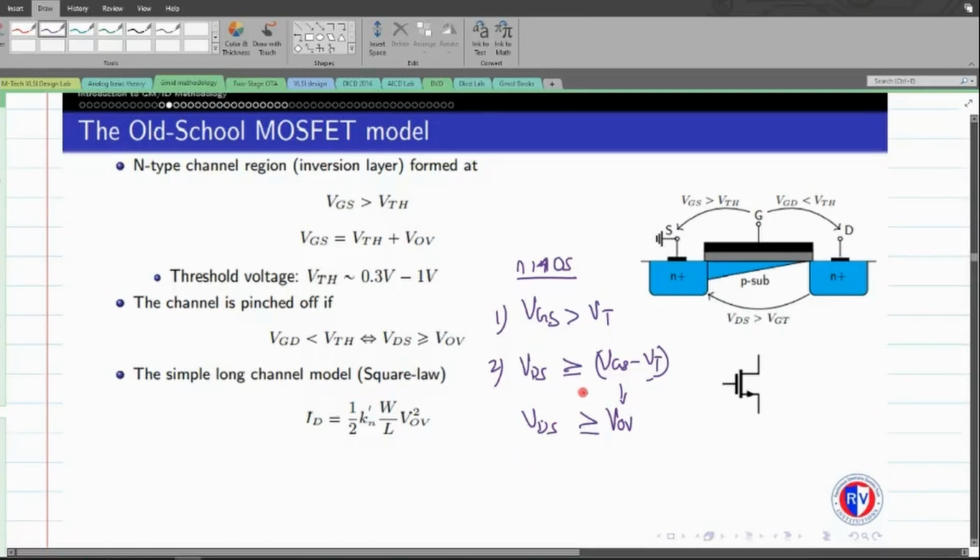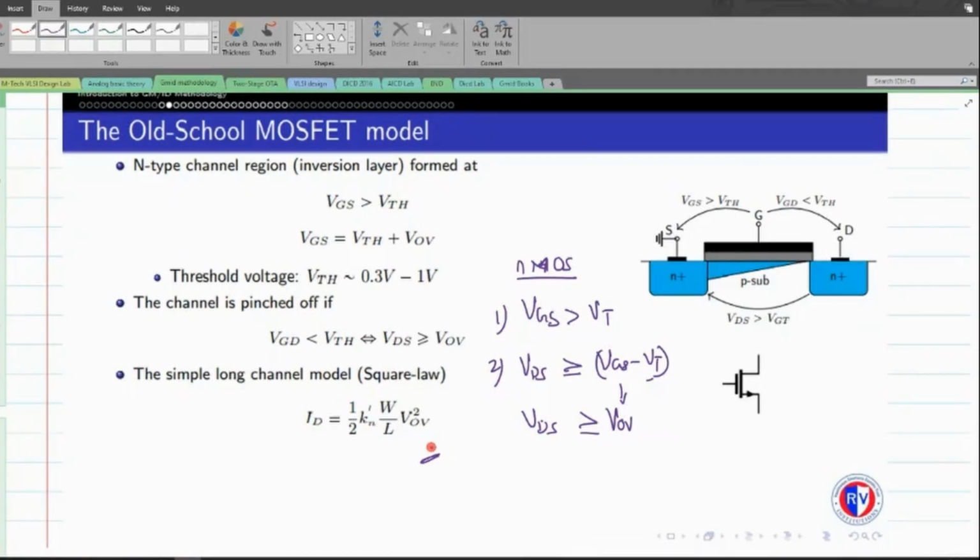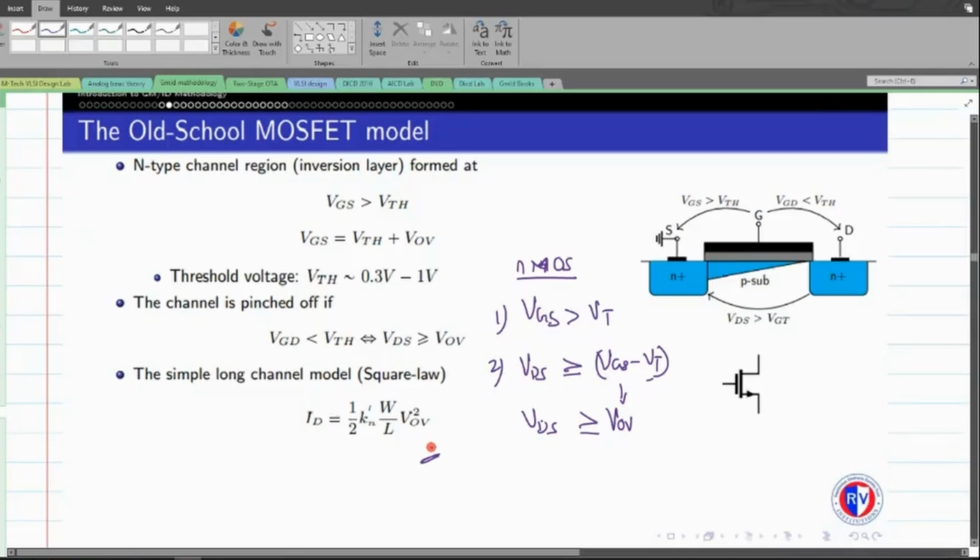Clear? The current equation in the saturation region can be written as ID equal to half Kn dash W by L times VGS minus VT the whole square, or VOV square. This is the model that we always use whenever we study analog circuit designs in our courses. Now let us see the actual behavior of the circuit.